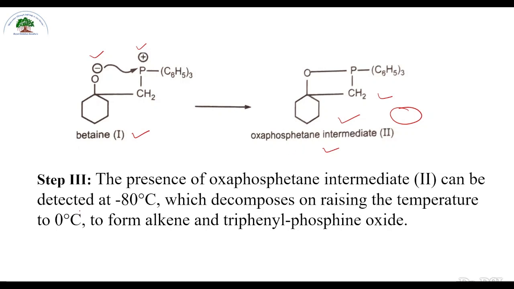And in step three, the oxaphosphetane intermediate can be detected at minus 80 degrees Celsius, which decomposes on raising the temperature to zero to form alkene and triphenyl phosphine oxide. So this oxaphosphetane intermediate can be detected at minus 80 degrees Celsius, and if the temperature increases to near about zero, it will decompose.